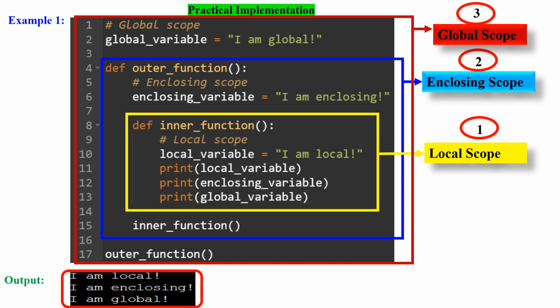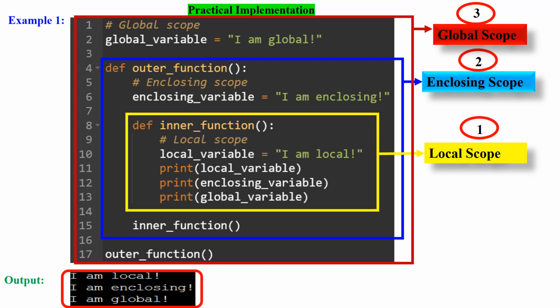In line 10, inside the inner_function, we define the local_variable with the value "I am local". This becomes part of the local scope. In line 11, the first print(local_variable) statement looks for local_variable in the local scope and prints its value, which is "I am local".